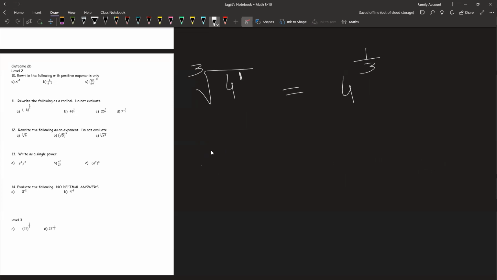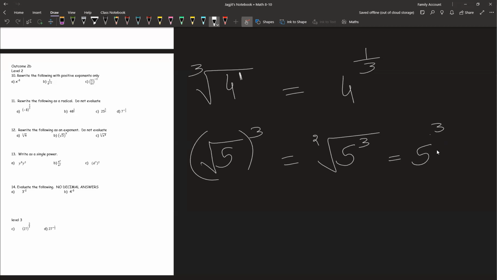If I give you square root of 5 whole cube, you can move the 3 inside now. And your root is 2. So it will be 5 to the power inside over the root. If I give you 4th root of x cubed, it will be x to the power 3 over 4. Fairly straightforward.